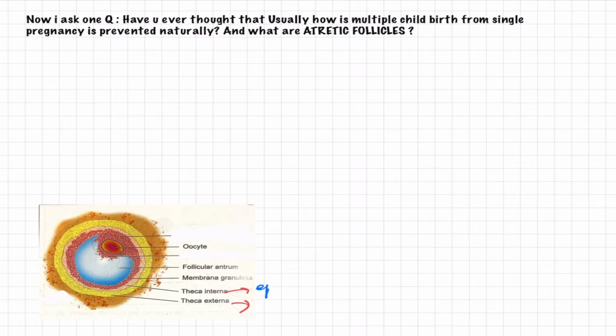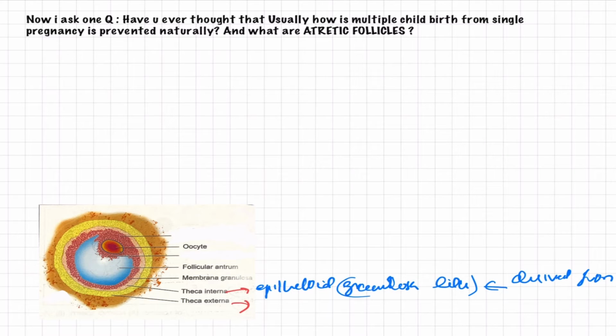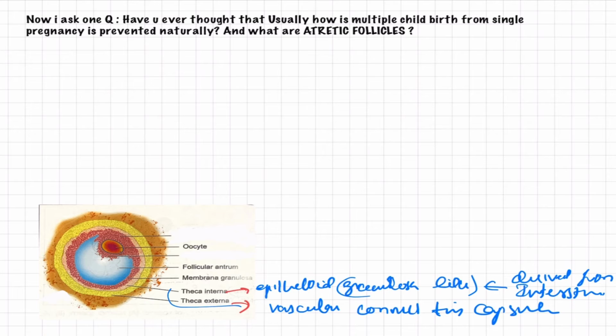Interna is made of epithelioid granulosa-like cells. They are not granulosa cells, and they are derived from the interstitium of the ovary. And Theca externa is just a vascular connective tissue capsule. Okay, these are present outside.